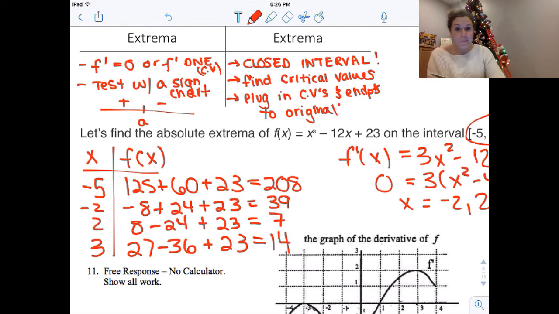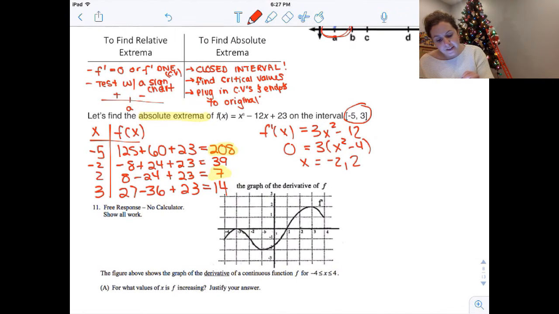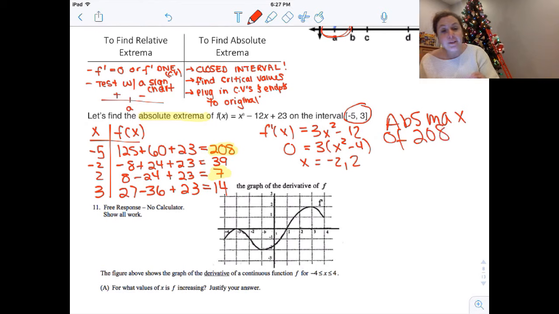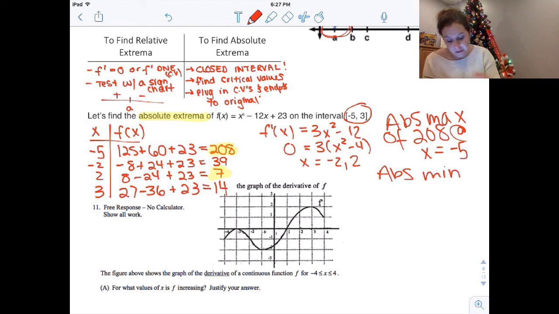That means the y values, right? It doesn't say where they're located. So y values. So your absolute max is 208. Your absolute min is 7. So what I would say here is that there's an absolute max of 208, and you can say at x equals negative 5 because you're always going to be covered then. You've said where it is and you've said what it is, so you're covered in both directions. And there's an absolute min of 7 at x equals 2.